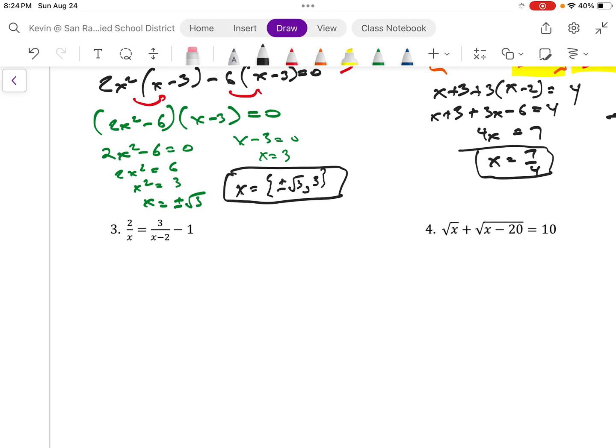I'm going to do the same thing over here. Let's just multiply this. We're going to multiply it by x times x minus 2. So when I multiply here, the x's cancel out. That leaves me with 2 times x minus 2. When I multiply this by here, that leaves me with 3 times x. And then when I multiply this in here, it leaves me with 1, or because I'm doing minus.